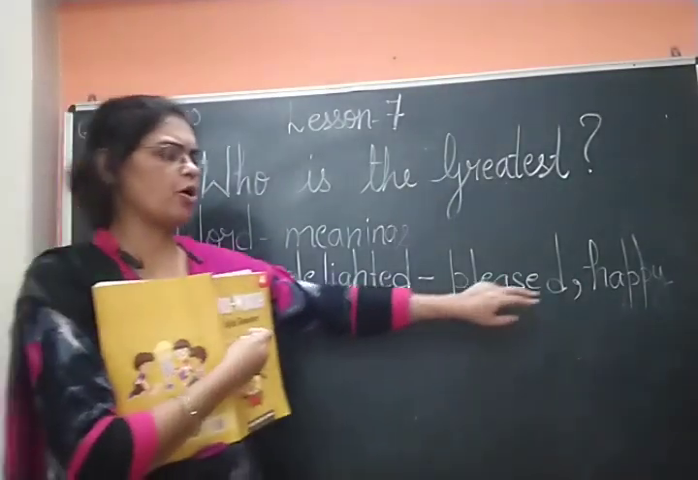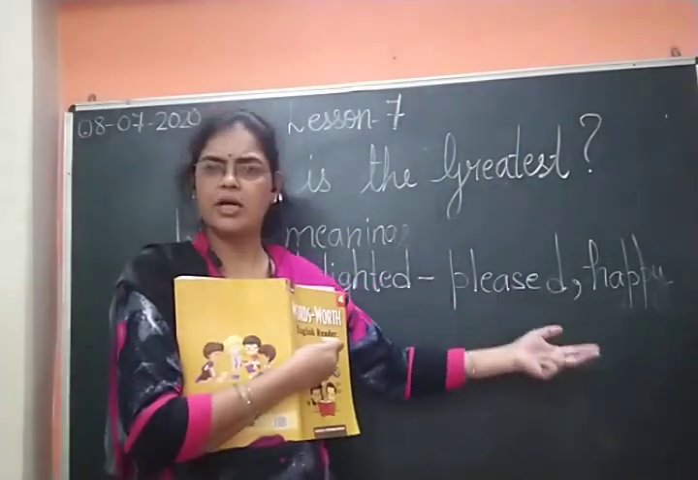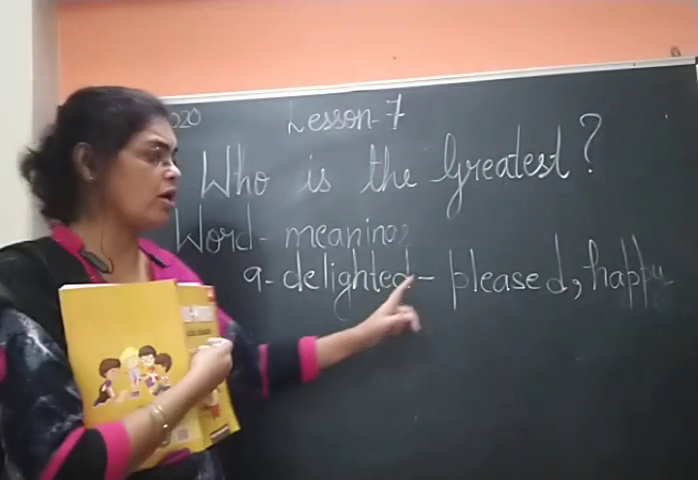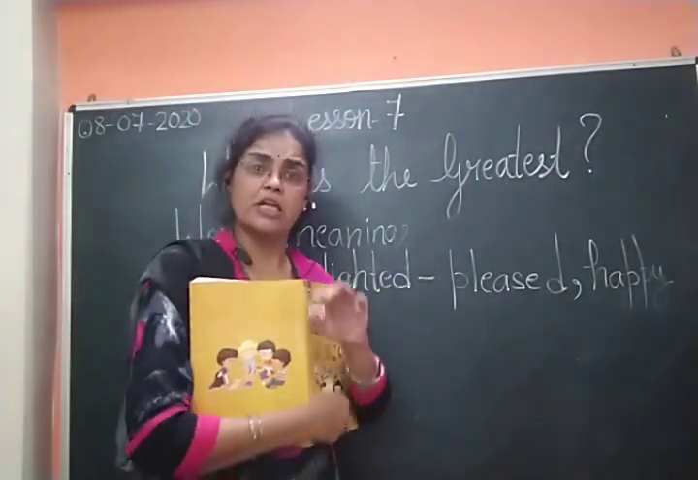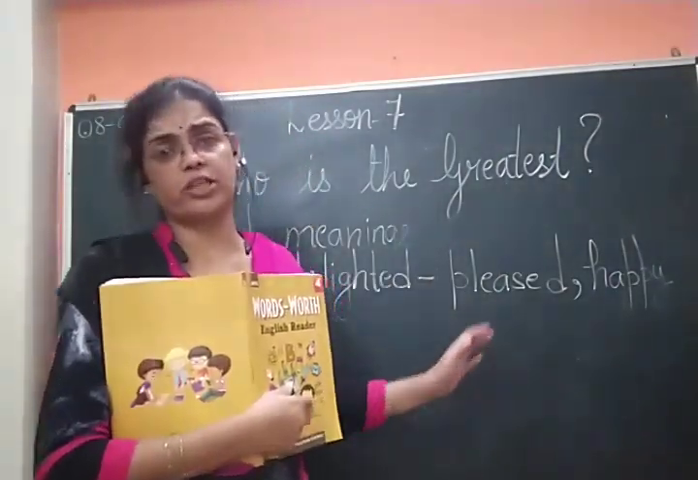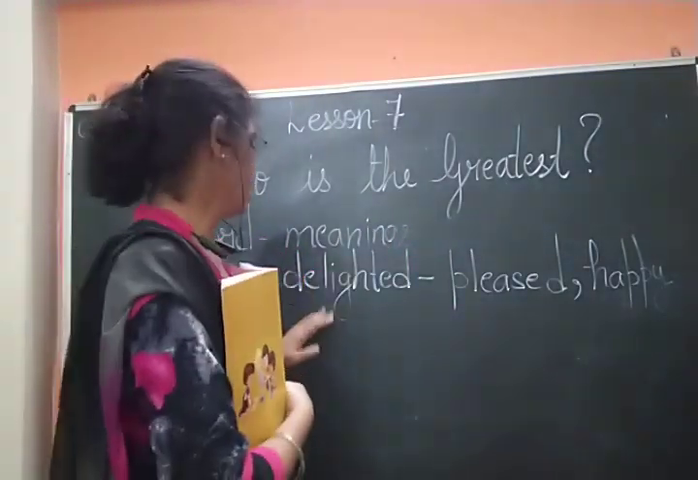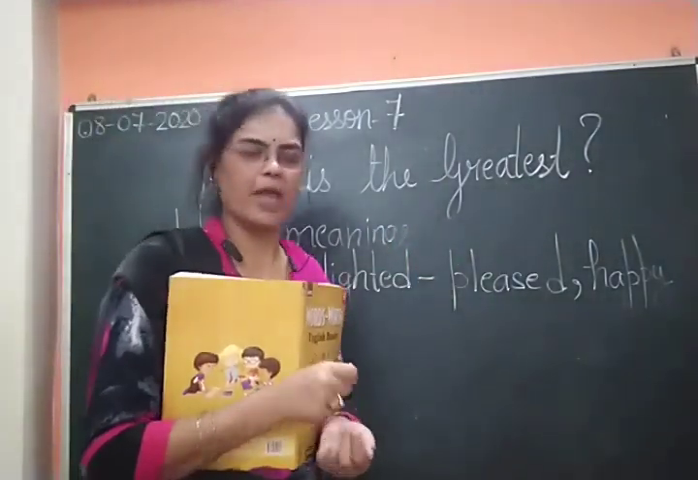Delighted means happy or pleased. Pleased also means happy or delighted. So these three are all synonyms. Now what are synonyms? Synonyms are the words which have got the same meaning. So delighted means pleased or happy.